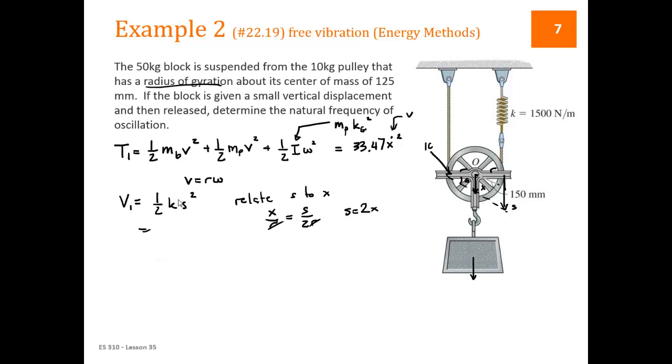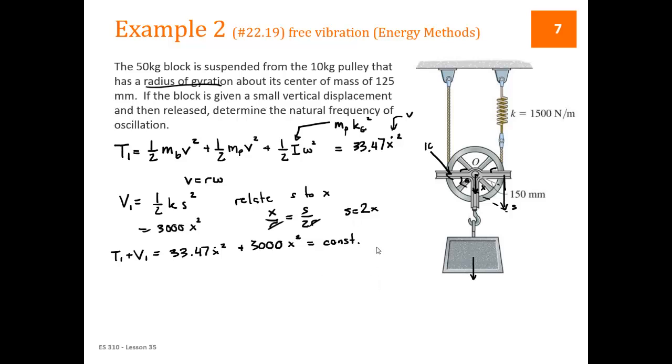Plugging that in, k is 1500. Take half of that, square the 2, you get 4. We're going to get a potential energy written as 3000 x squared. So our total energy, T1 plus V1, is equal to 33.47 x dot squared plus 3000 x squared is equal to a constant. We don't know what that constant is, but it doesn't matter.